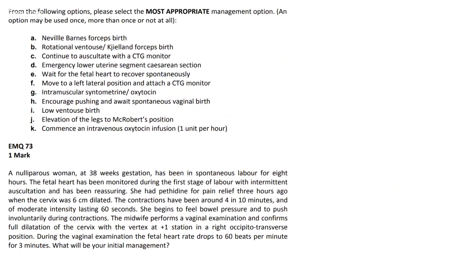Okay, so we have a nulliparous woman. What does nulliparous mean? Good. 38 weeks, spontaneous labor for 8 hours. Is that normal? Yes, that's normal. Fetal heart rate has been monitored during the first stage with intermittent auscultation, and has been reassuring. She had pethidine. Is that normal? Yes. Not anymore. Both are very good answers. Opioids are still used, morphine more than pethidine, and we're going to talk about this, so I'm not going to go into it now, but it's still unusual that she's on pethidine.